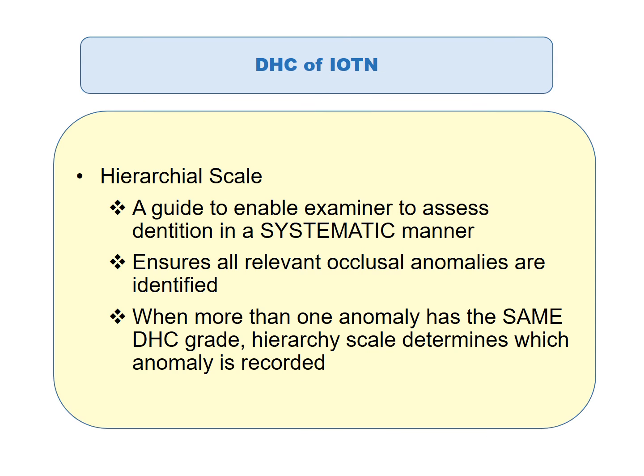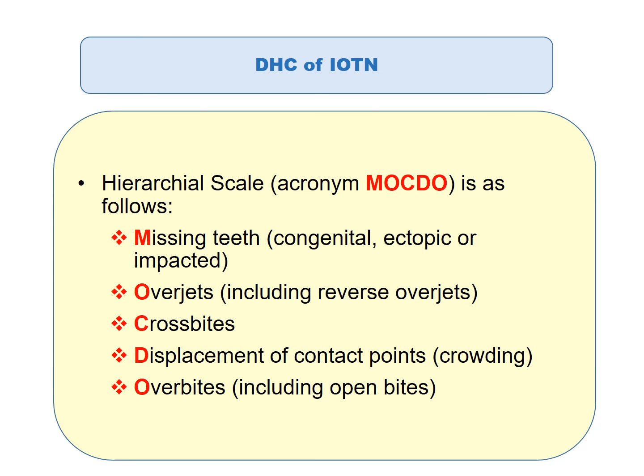Now, for the dental health component, there's a hierarchical scale. The hierarchical scale is a guide to enable the examiner to assess the dentition in a systematic manner, ensuring that all relevant occlusal anomalies are identified. When more than one anomaly has the same DHC grade, the hierarchical scale determines which anomaly is recorded. The hierarchical scale is known by its acronym MOGDO, and MOGDO stands for missing teeth, overjets, crossbites, displacement of contact points, and overbites.